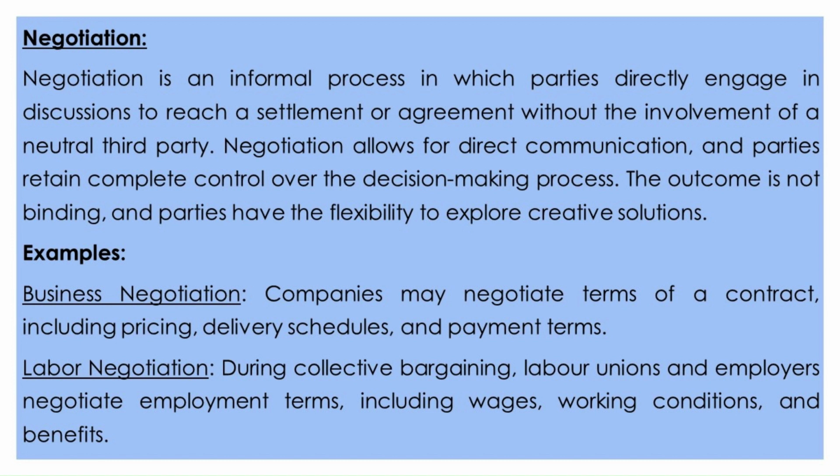Examples: business negotiation. Companies may negotiate terms of a contract, including pricing, delivery schedules, and payment terms. Labor negotiation. During collective bargaining, labor unions and employers negotiate employment terms, including wages, working conditions, and benefits.